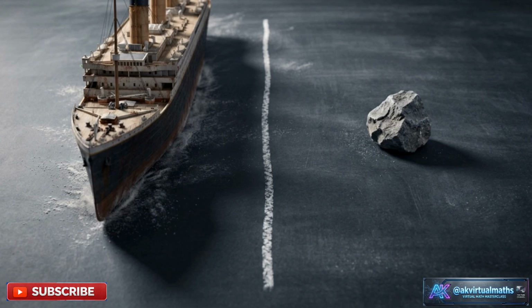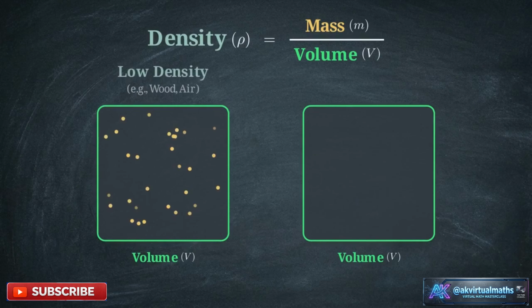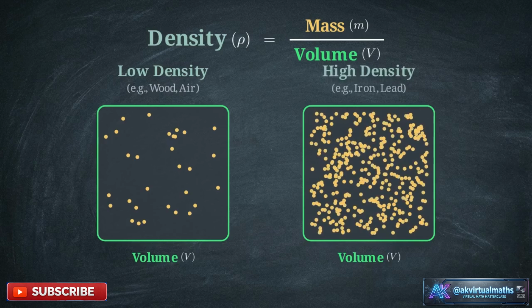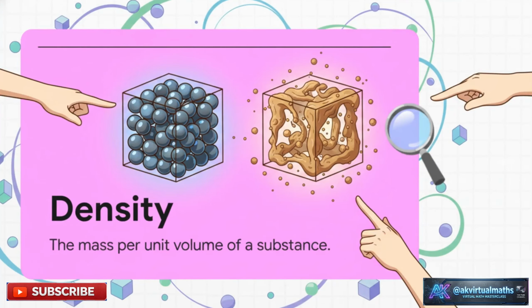Floating is determined by density. This is a measure of how tightly packed a material's mass is within a specific amount of space. Simply put, density is the mass per unit volume of a substance. Think about it this way. You know when someone asks you if lead is heavier than wood? Well, what they really mean is that a specific volume of lead has way more mass than the exact same volume of wood. It's basically a measure of how tightly packed the matter is inside an object.